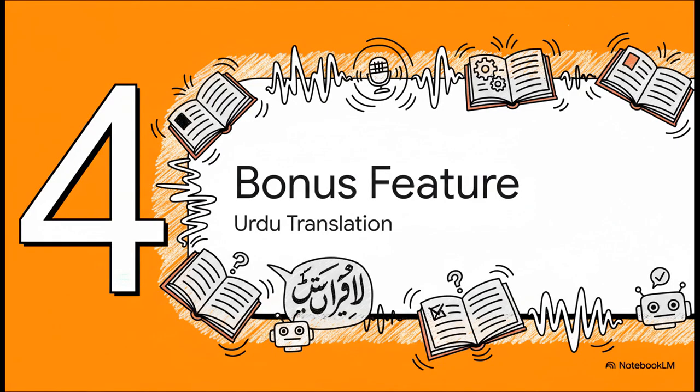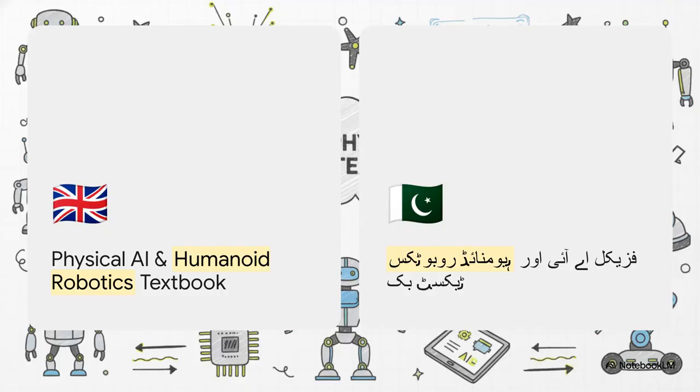But an intelligent tool isn't much good if people can't access it. And that's where this amazing bonus feature comes into play, which is all about making this knowledge available to more people. With just one click, literally one click of a button, any user who's logged in can instantly translate a chapter's content into Urdu. This is a huge deal for breaking down language barriers and making this kind of high-level technical education available to a global audience.